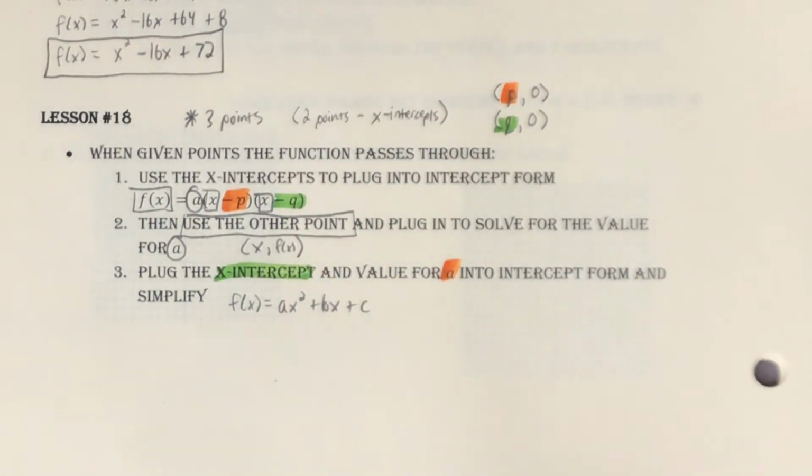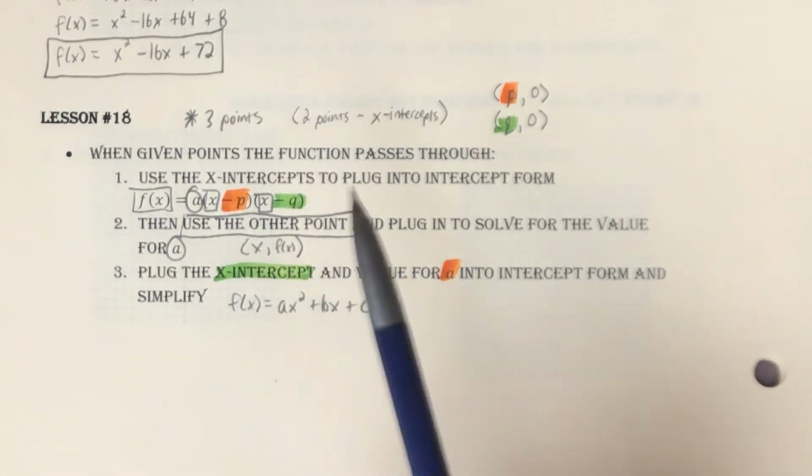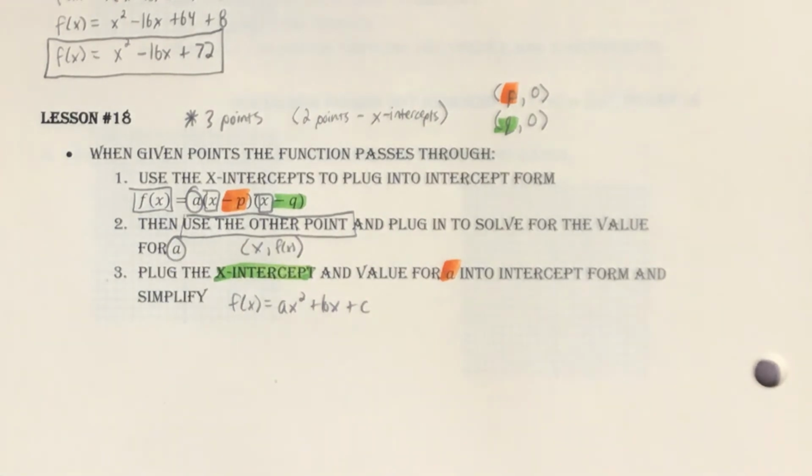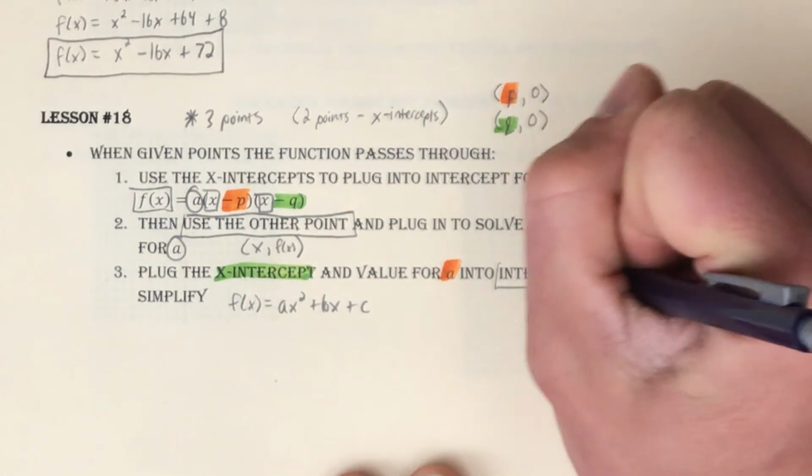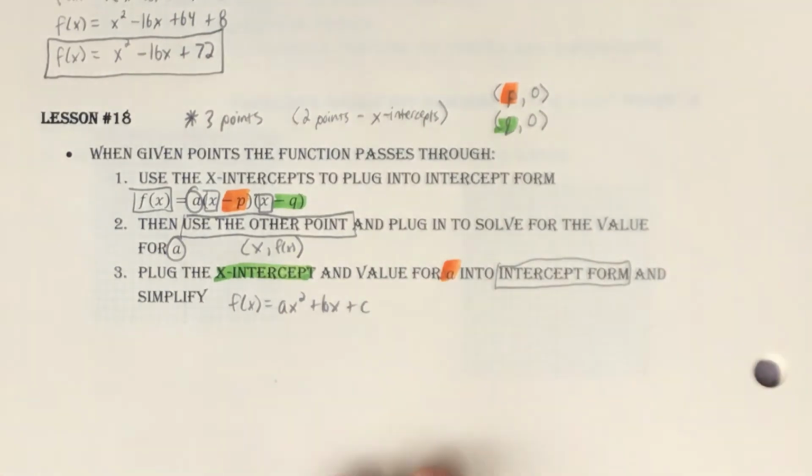So again, first thing we do, use the x-intercepts they give us, plug it in, and then use the third point they give us, plug that in for the x and the f of x, and then we're going to solve for a. Once we have a, we're going to go back in and plug it into the intercept form, the x-intercepts, the a, and simplify it down into quadratic form. All right, well, that is the process.